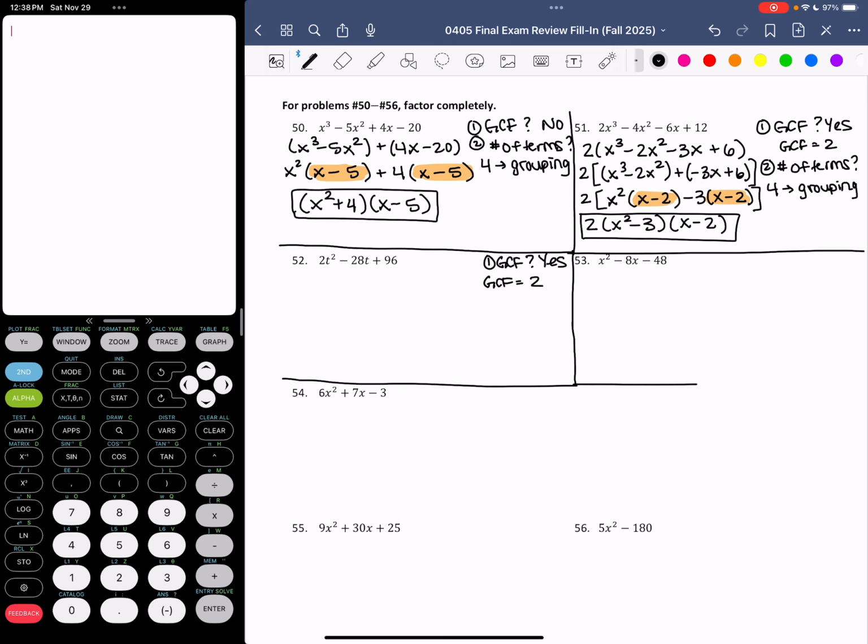Let me just, sorry, divide my screen up here. There we go. Okay, so now I've got my GCF of 2. Gonna slide that over just a bit. All right, now let's factor it out.